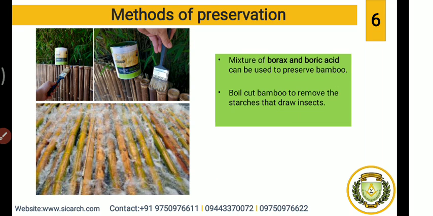Like methods of preservation. So first we can preserve it by using borax or boric acid, which can be applied to the bamboo. Or bamboo can be cut and dipped into some chemical content so that the extra structures that draw insects can be removed.